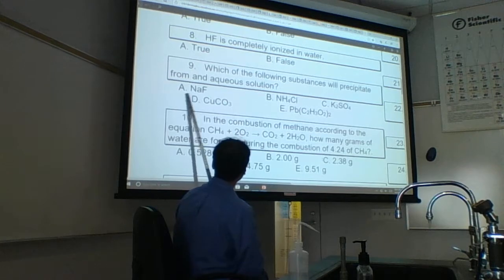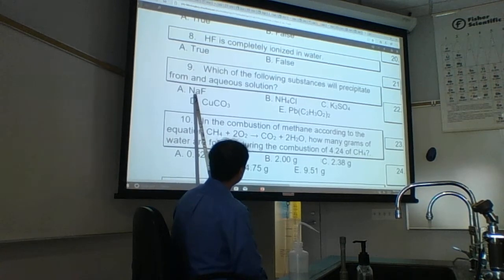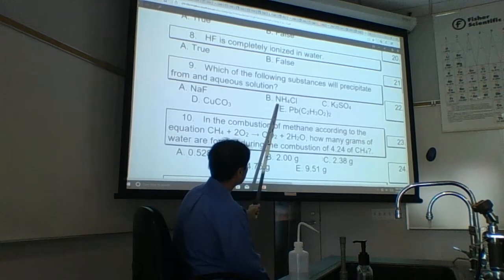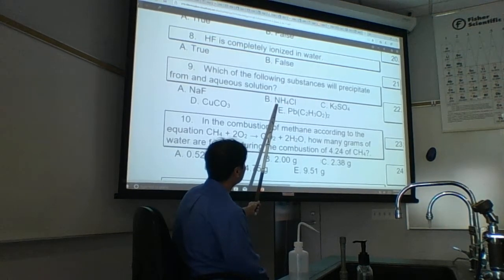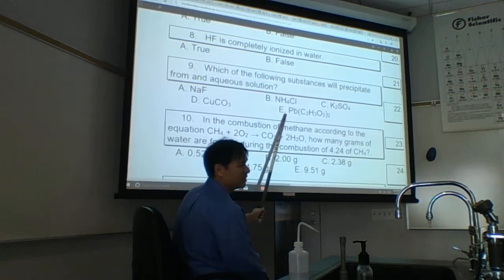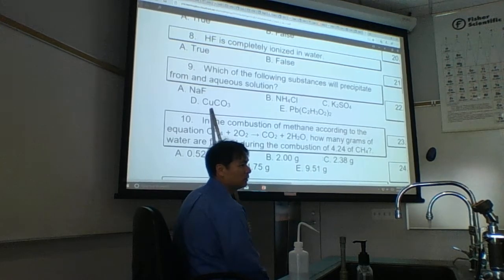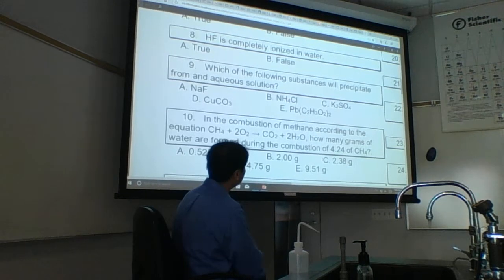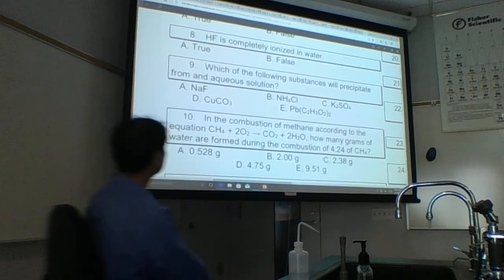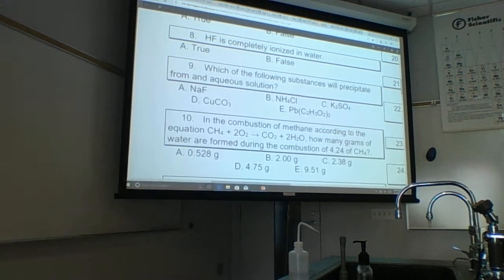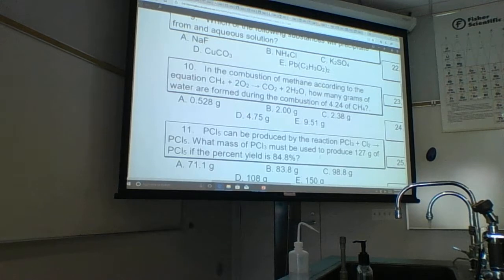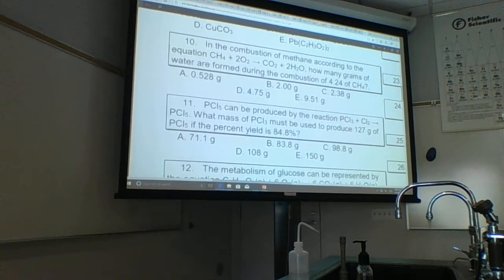Group 1 salts are all soluble. So A and C are soluble. Ammonium salts are all soluble. B is soluble. Acetates are all soluble. E is soluble. That only leaves the carbonate. Carbonates are insoluble except for group 1 and ammonium. So copper, how would you name that? CuCO3. Copper(II) carbonate.